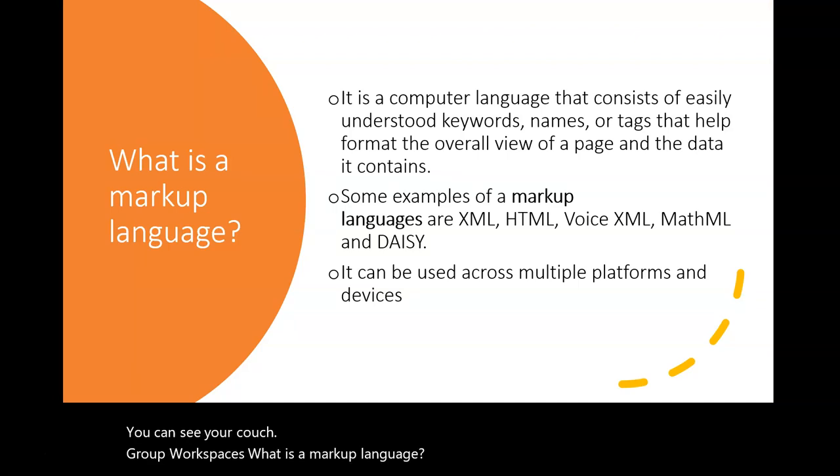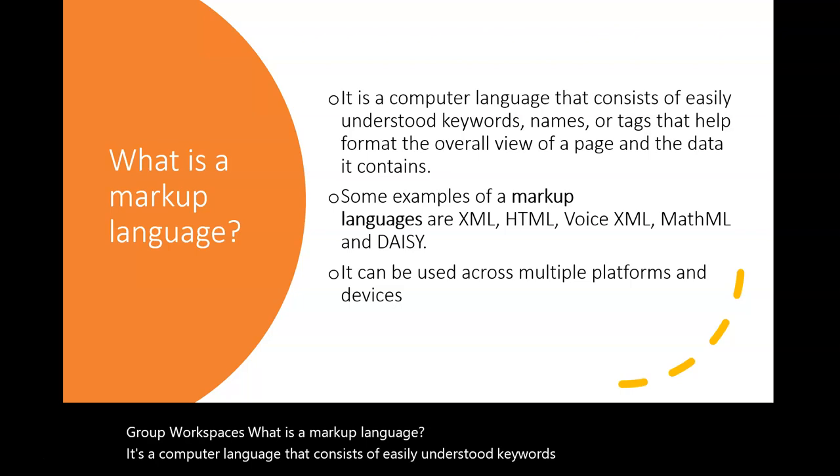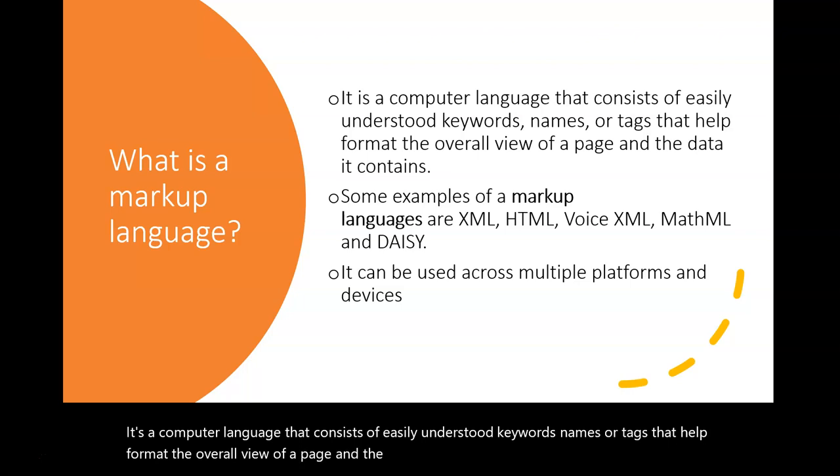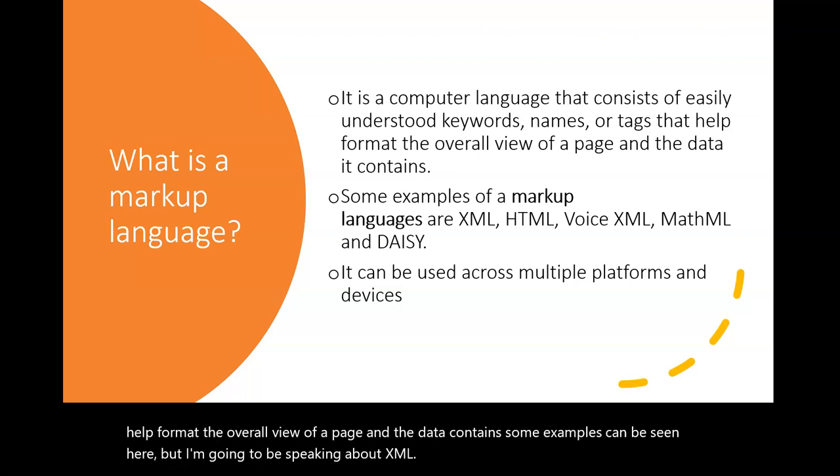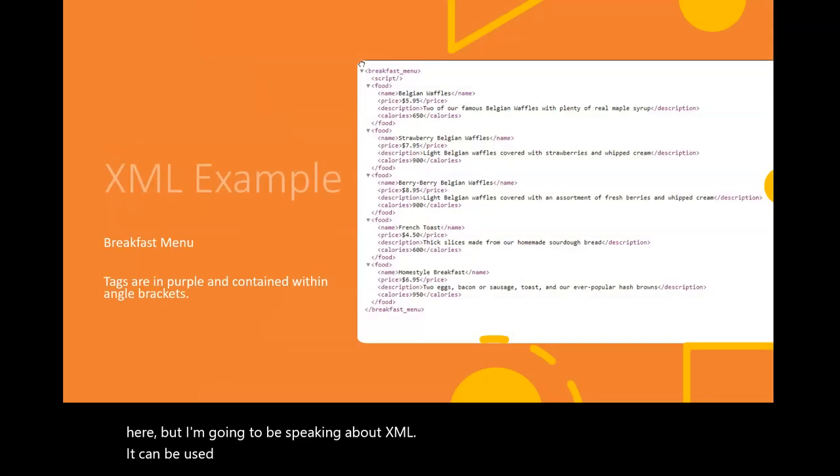What is a markup language? It's a computer language that consists of easily understood keywords, names or tags that help format the overall view of a page and the data it contains. Some examples can be seen here, but I'm going to be speaking about XML. It can be used across multiple platforms.